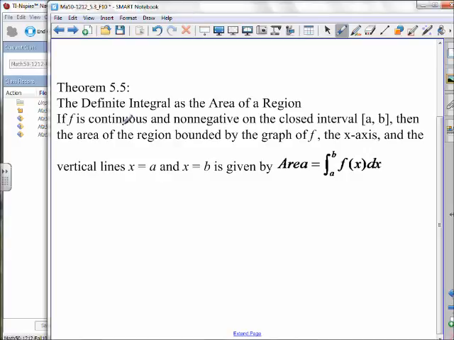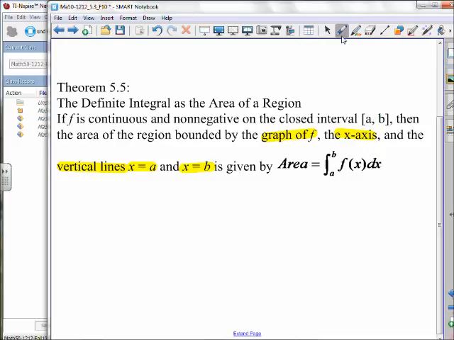Function is continuous and non-negative on a closed interval [a, b]. Okay, again, if it's continuous, then it's integrable. Then the area of the region bound by the graph. Now this is important here. We are going to be bound by the graph of a function, the input axis, and the vertical lines. What vertical lines have we created? Well, those representing the boundaries of the interval.